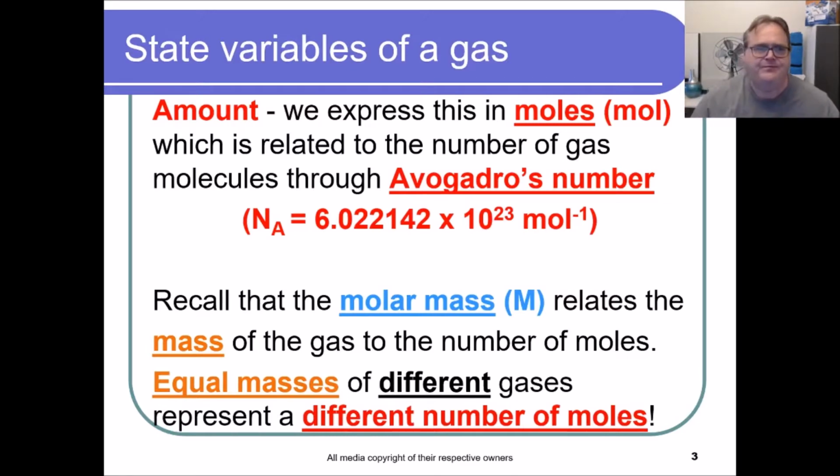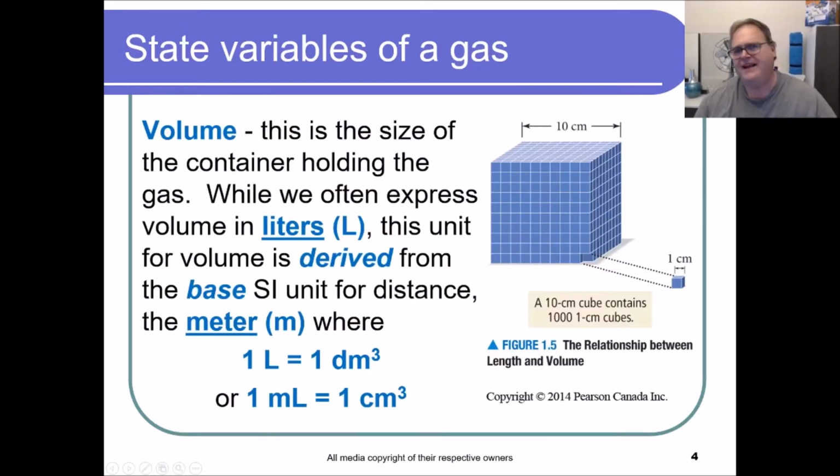There we go. So that's our first state variable of a gas, the amount. The second state variable is the volume of the container holding the gas.